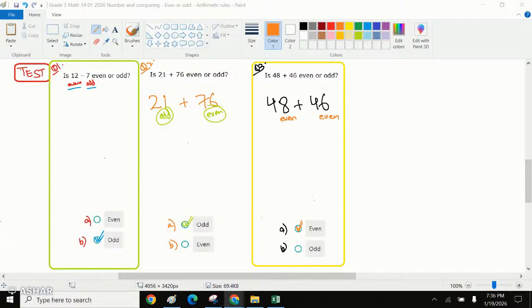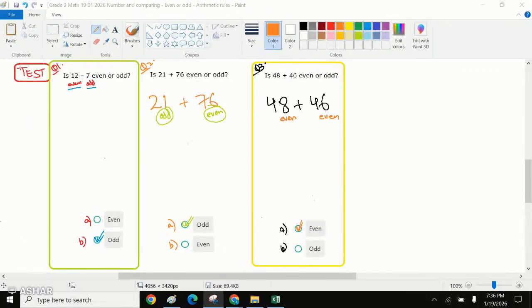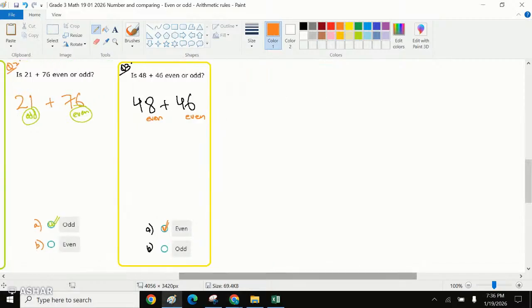Very simple, very easy questions. The maximum number of questions that we can cover, we will do in the class. The remaining, please complete at home. Okay. The next one is, is 66 minus 15 an even number or an odd number?